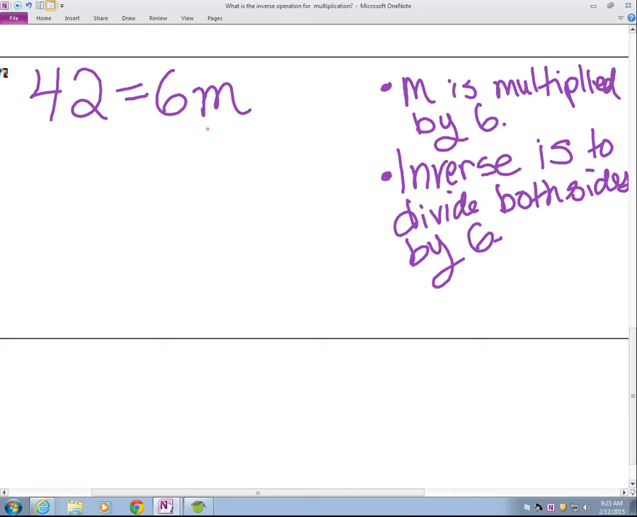Okay, finish this. And look at what you have here. m is multiplied by 6. The inverse. Look, the inverse. Okay, hey, chillax, chill. The inverse is to divide by 6, and you divided it by 42. Question, Audrey?